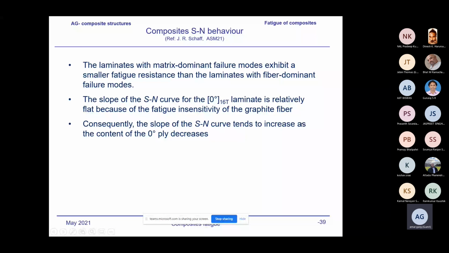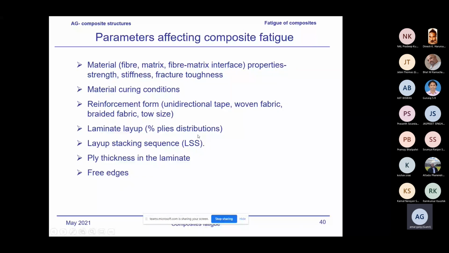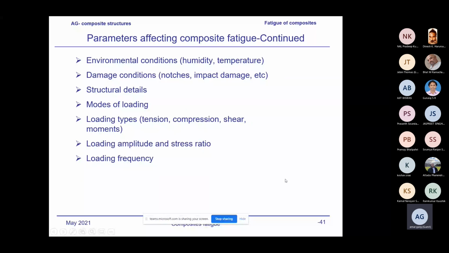Okay, parameters affecting composite fatigue: fiber, matrix, various matrix properties, percentage 0 degree fiber, layup sequence, thickness of the laminate, free edges, environmental conditions, damage conditions, structural details, mode of loading, loading types, tension, compression, loading amplitude, loading frequency.